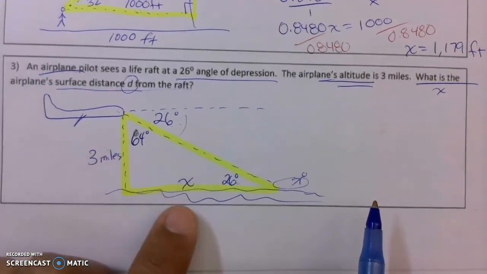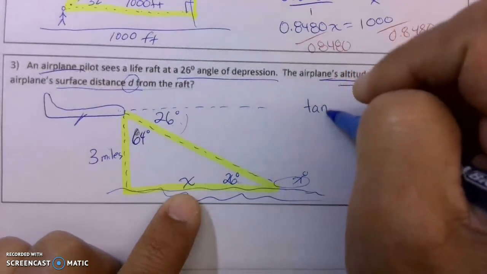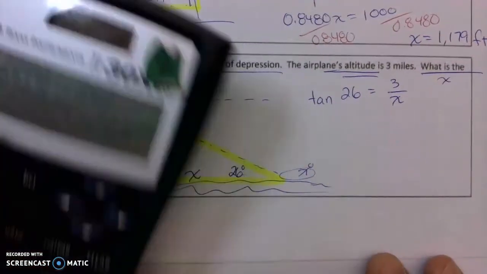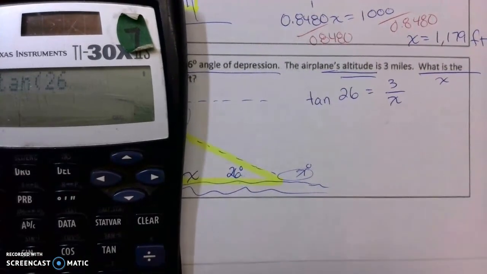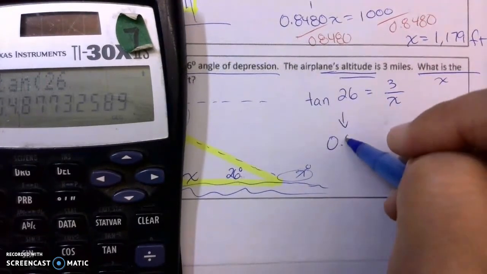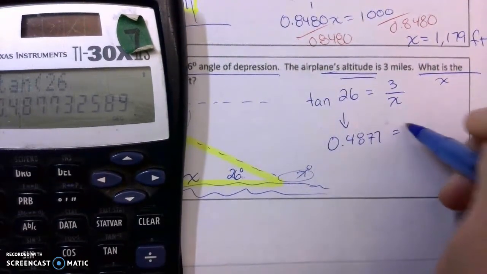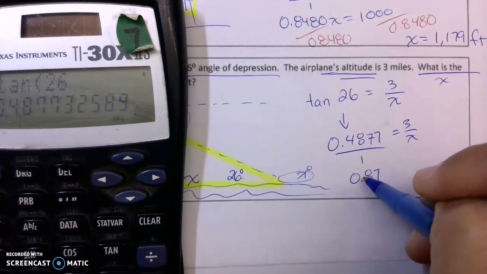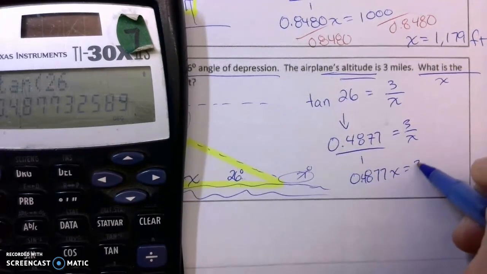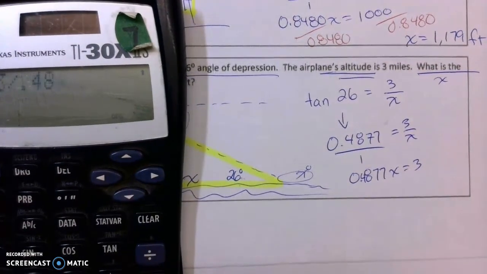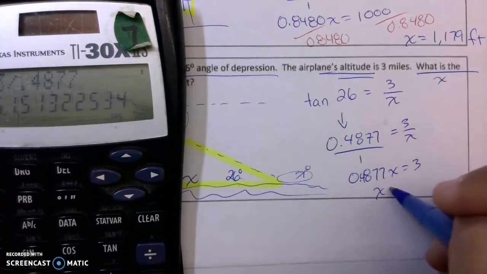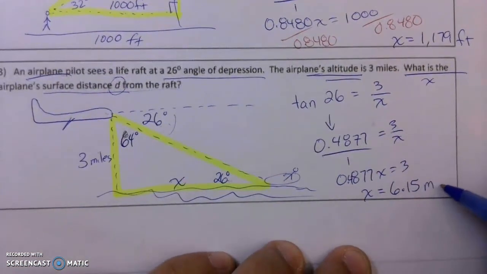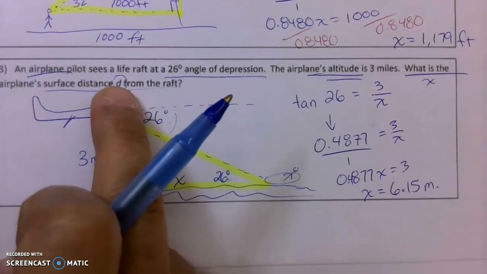I've got opposite, I've got adjacent, so we're going to go tangent of 26 degrees, opposite over adjacent, and then hopefully everybody understands how to solve it from here. You would just punch in tangent of 26. 0.4877 is equal to 3 over x, put this over 1, cross multiply this, 0.8477x is equal to 3, so 3 divided by this ugly number is 6.15. So the airplane is 6.15 miles away in terms of ground distance.